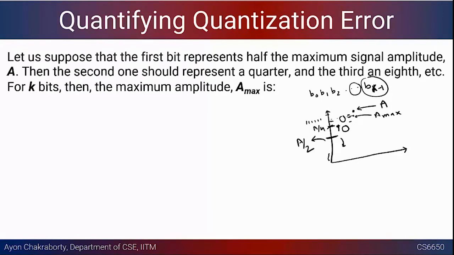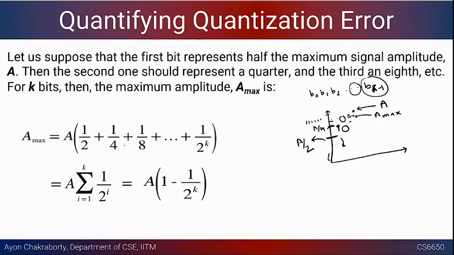No, A max is not A by 2 power k. A by 2 power k is a very small value. It is in the denominator. This is nothing but the addition of these: A by 2 plus A by 2 square up to A by 2 to the power k, which gives 1 minus 1 by 2 power k. That is because we are summing it up, because that is the GP. Got it, sir.